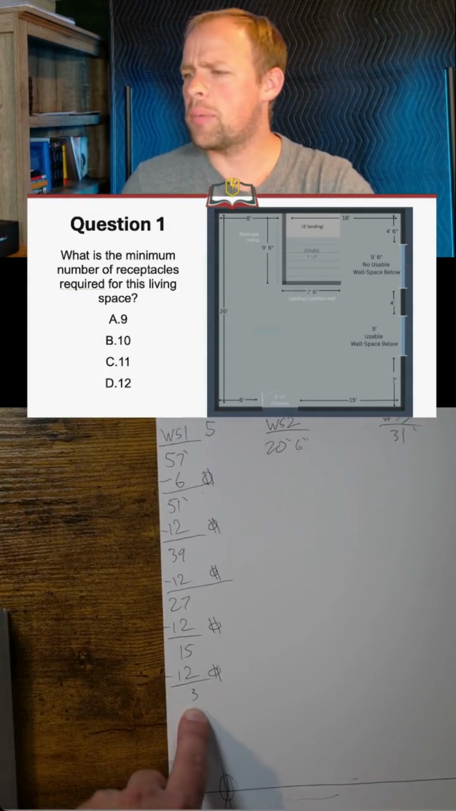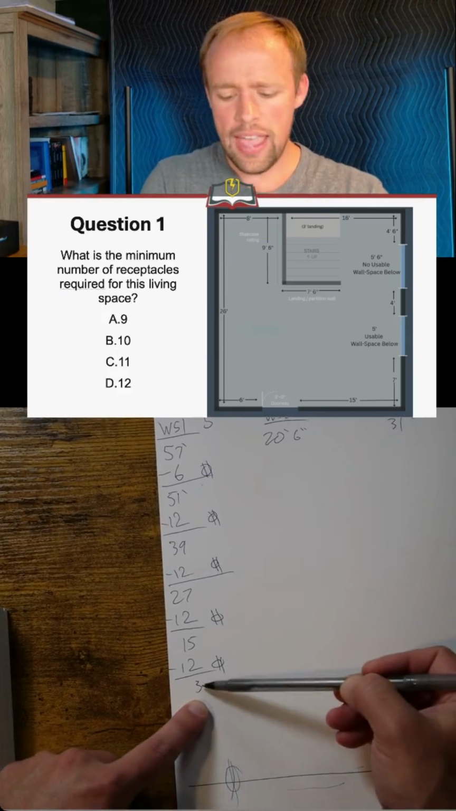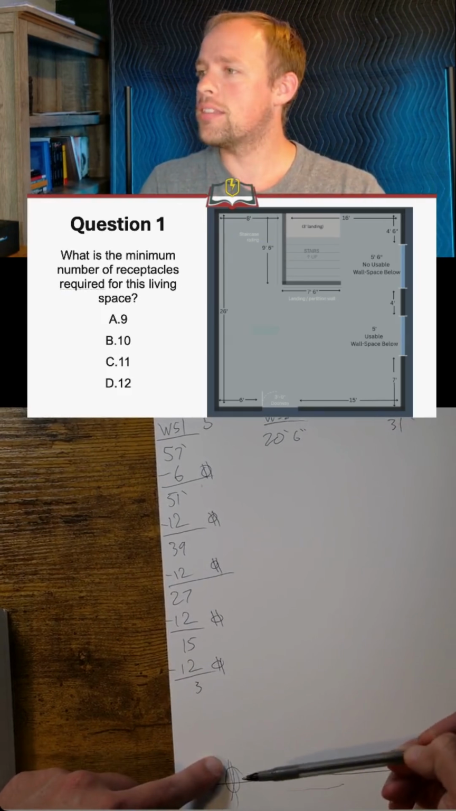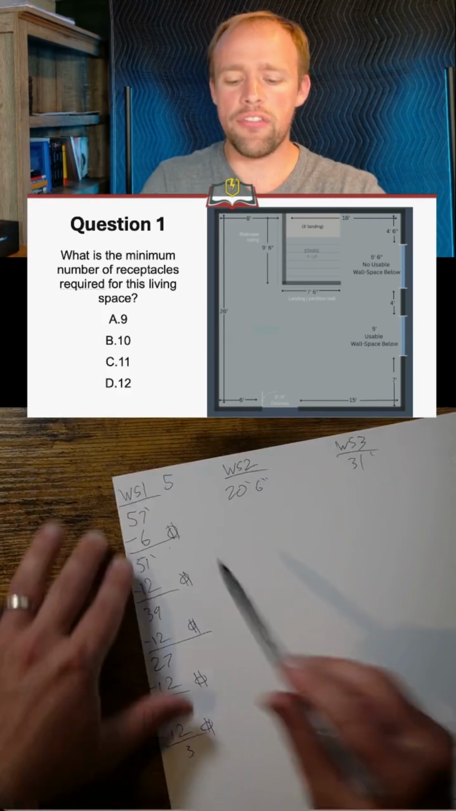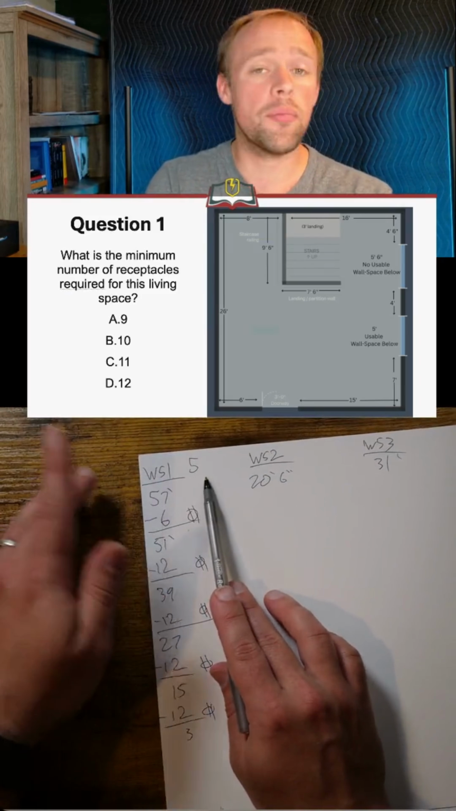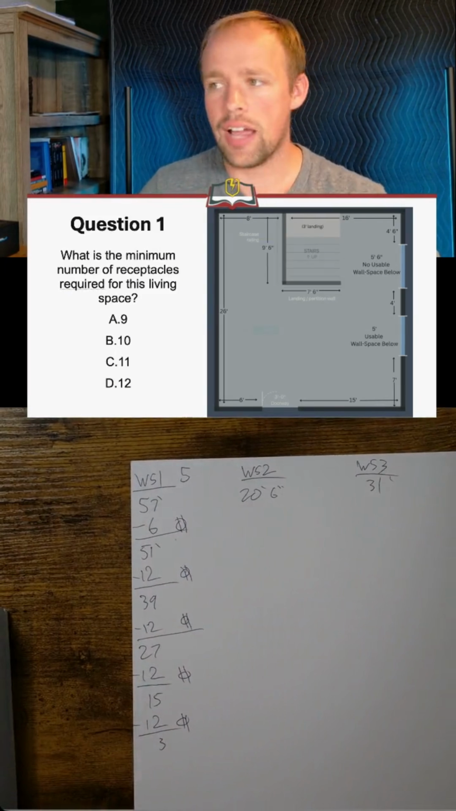Now you might be asking, but Aaron, you have 3 feet remaining. Is that code compliant? It's like, yeah, I can go to the end of this 3 feet, point to it and say, hey, is it within 6 feet of my receptacle? Yeah, and it's code compliant. So I have 5 receptacles for my first wall space, okay? Each wall space, you're gonna do the same process, okay? That's what it says, okay?